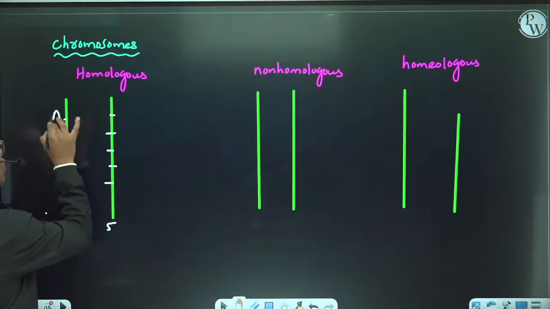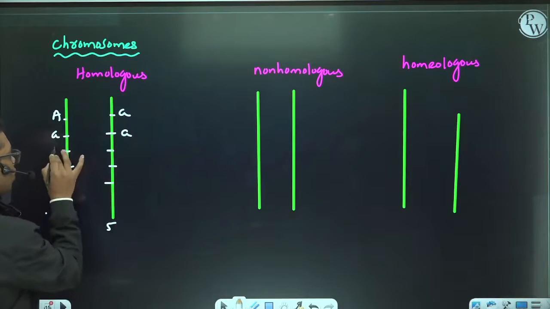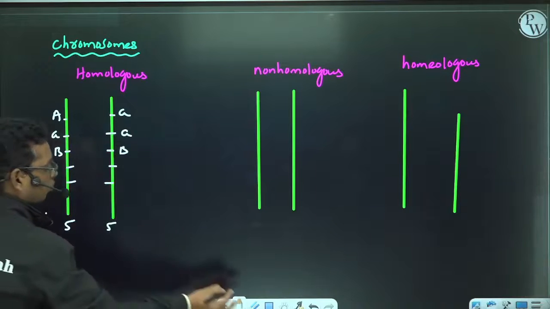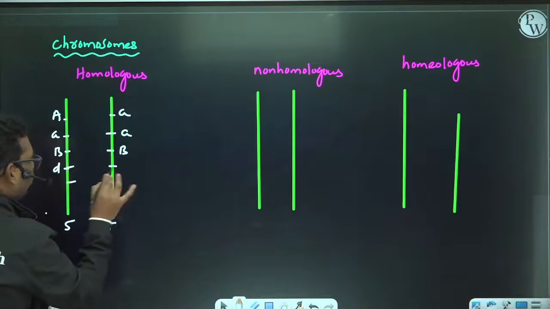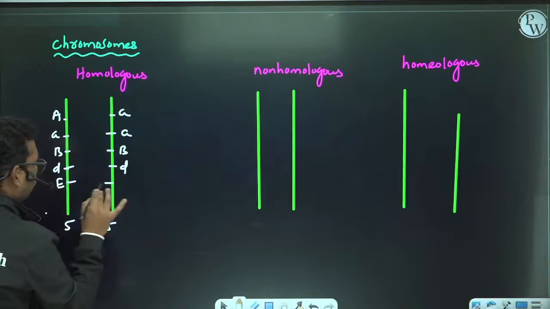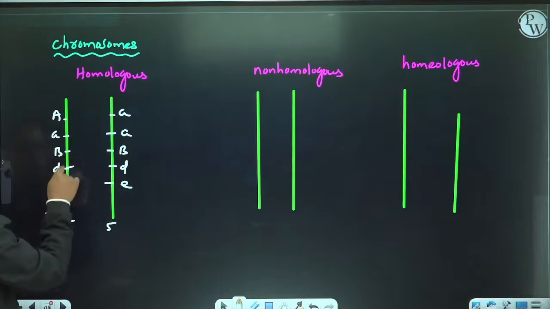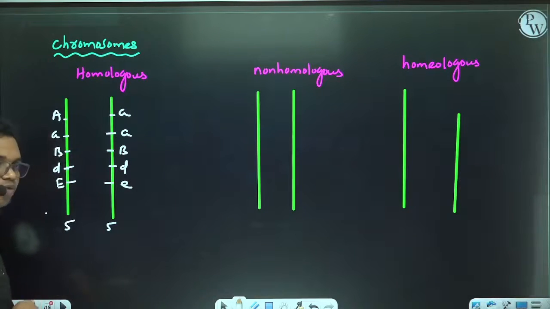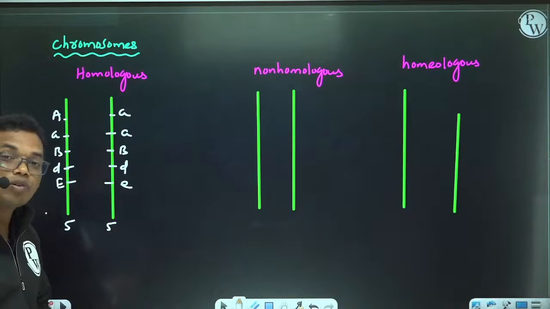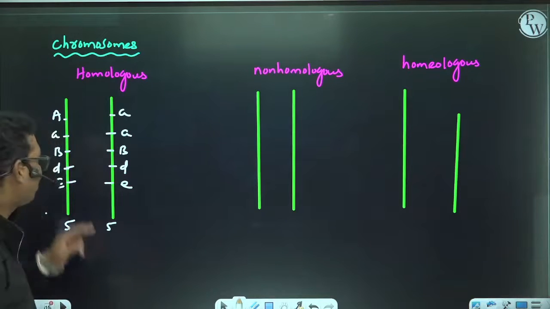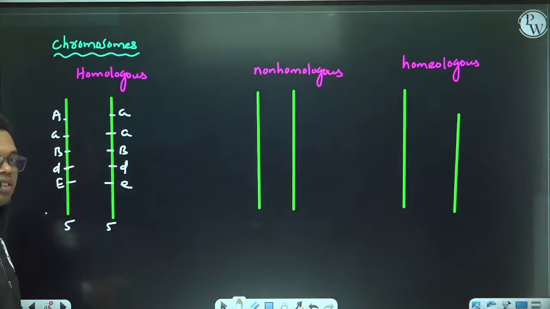Suppose here I have capital A, small a, here small a, here capital B, capital B, and here small d, and suppose here capital A, small a. In this case, how many genes are present? I will say 1, 2, 3, 4. Why not 5? Because A and A are the same gene. So 4 genes are present, and 4 types of genes: A, B, D, E. What is the sequence of genes? A, B, D, E. This is the sequence of genes.